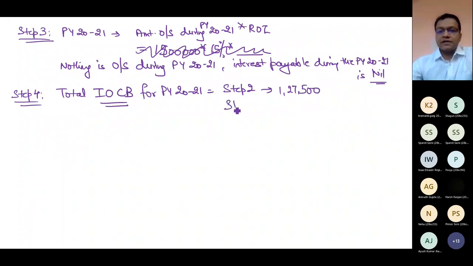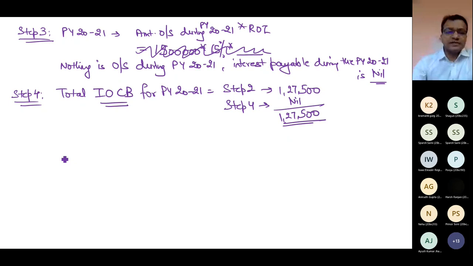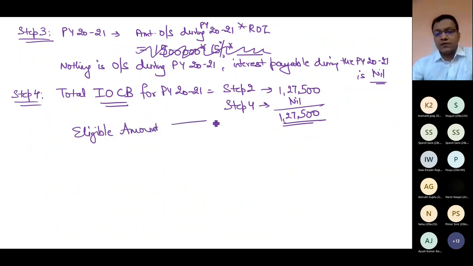And for step 4, what is the interest for this period? Nil. So the total interest which is eligible for deduction. This is the total interest which is eligible. I don't know whether actually it will be allowed or not, but it is the eligible amount. 127,500. Please raise your hand if this calculation is clear.